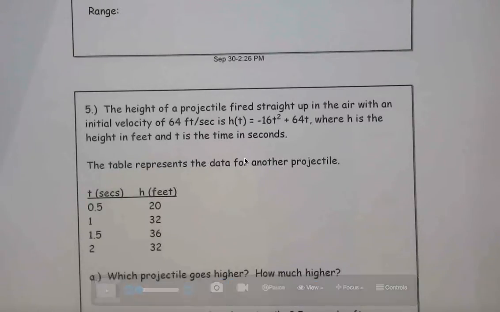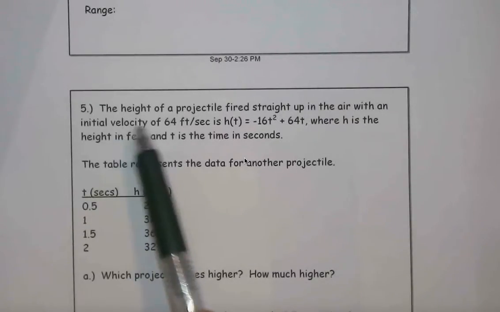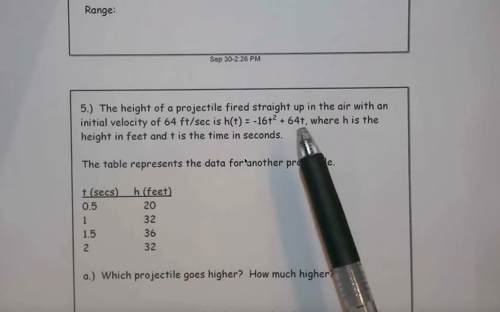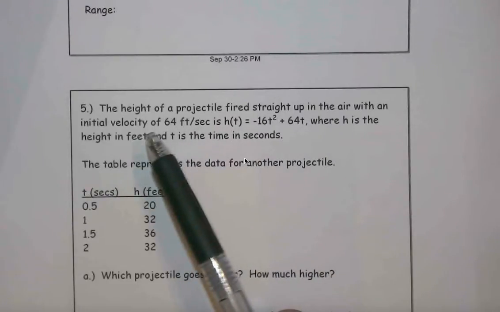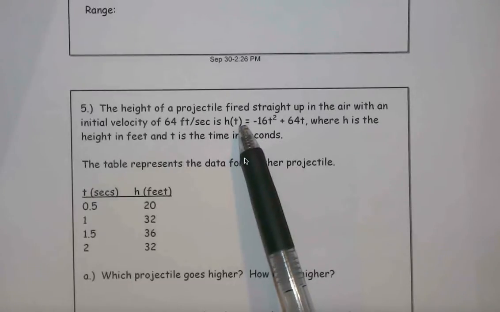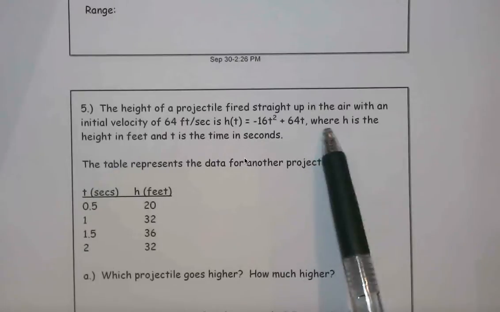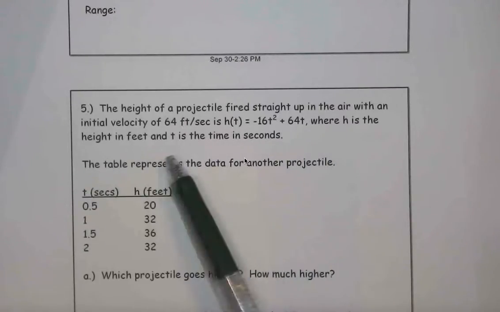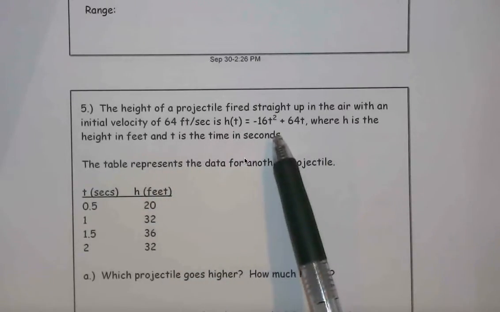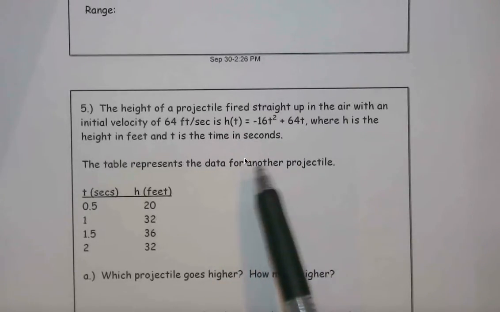The problem that we're going to be looking at here is a little wordy, but still working with quadratics and parabolas in standard form. So in this problem, they're saying the height of a projectile fired straight up into the air with an initial velocity of 64 feet per second is h of t equal to negative 16t squared plus 64t, where h is the height in feet and t is the time in seconds after it's been fired. The table represents the data for another projectile.